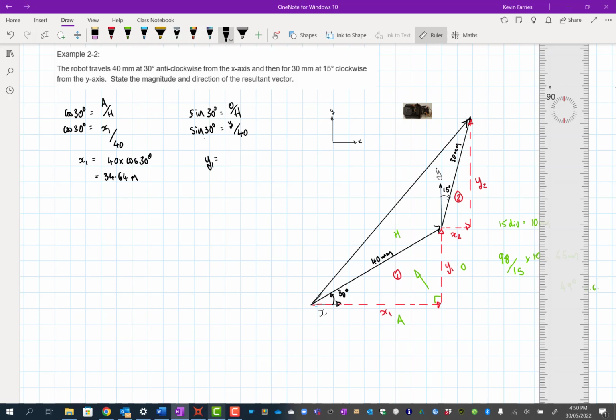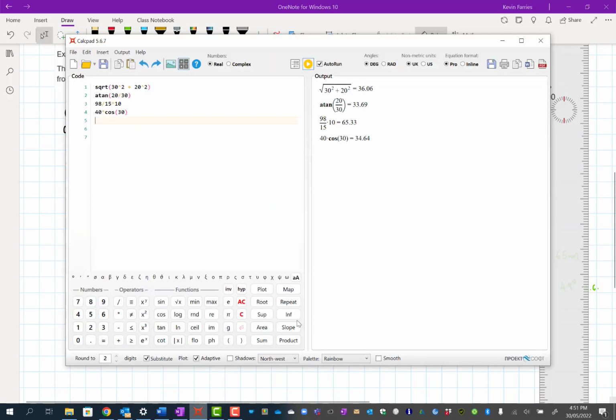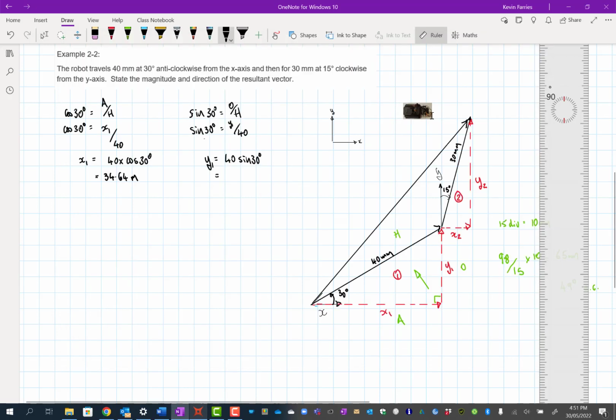y1 is equal to 40 sine 30 degrees, which is 40 times sine 30, which is exactly 20. Yes, it is actually, now I think about it. It's 20 millimeters. Okay, so what have we done? We figured out x1 as adjacent over hypotenuse, so we used cos, and then we figured out y1 as opposite over hypotenuse, so we've used sine.